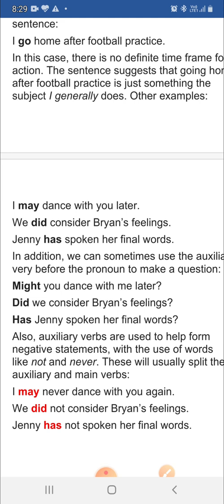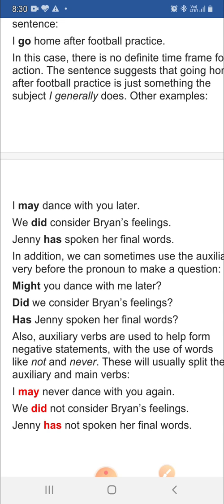Interrogative sentences, as you have learned in types of sentences, this is an interrogative kind of sentence, but it is a sentence that starts with an auxiliary verb. Has Jenny spoken her final words? Has is the auxiliary verb. Auxiliary verbs are also used to help form negative statements with the use of words like not and never. Now, not and never are not auxiliary verbs, but the auxiliary verbs are used in order to make negative sentences.